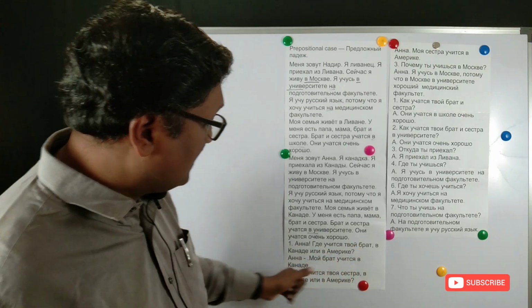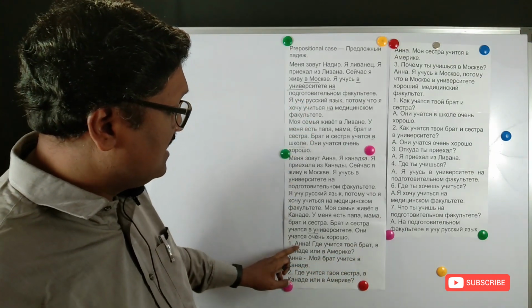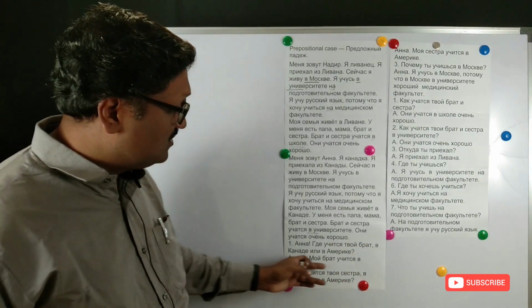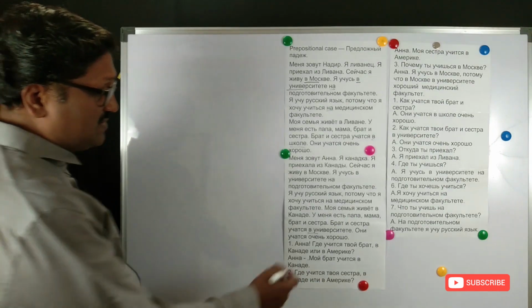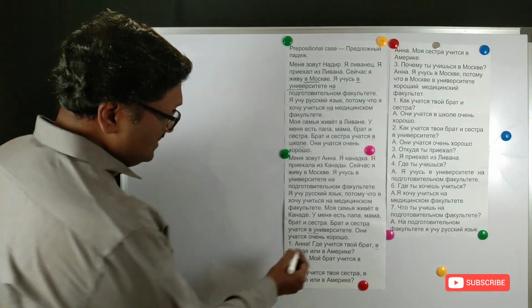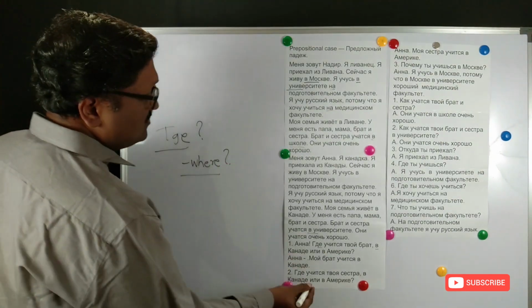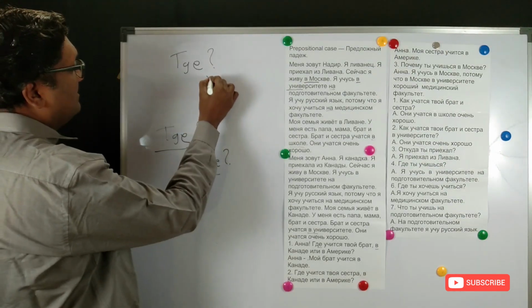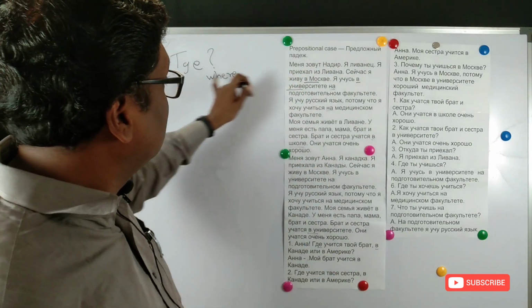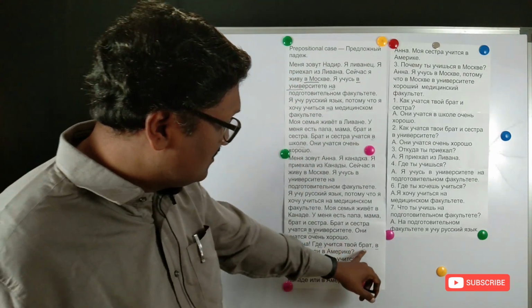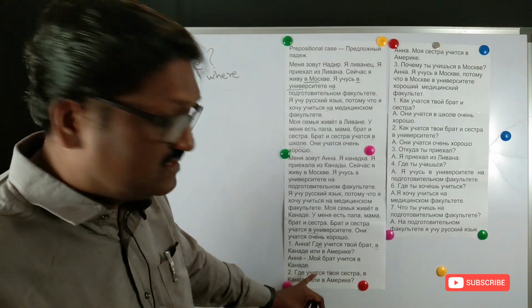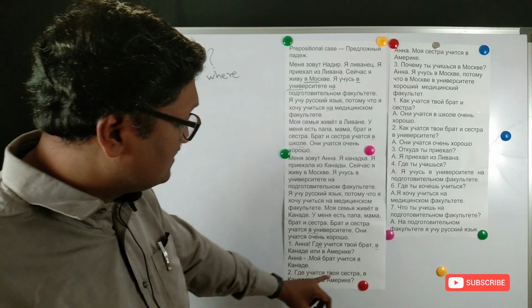Анна, где учится твой брат? Now Nadir is asking Anna, где учится твой брат, в Канаде или в Америке? To which Anna answers, мой брат учится в Канаде. Now the prepositional case is used for asking the question где учится твой брат? Где means where. So by this observation you can say that the prepositional case is used for answering the question где, where. See, где учится твой брат, в Канаде или в Америке? Мой брат учится в Канаде. Now she is answering that question. My brother is studying in Canada.